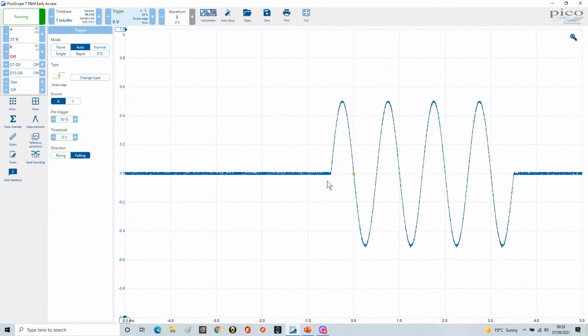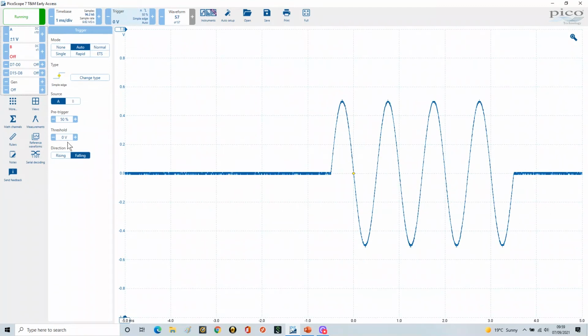Right, now then, the threshold voltage. I know that this signal is going through 0 volts. It's got no offset on it, so I've got a sine wave going positive by 0.5 volts and going negative to 0.5 volts, and therefore I know that so long as my trigger is somewhere between these 2 points, then it will trigger.